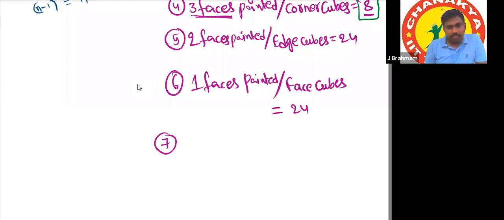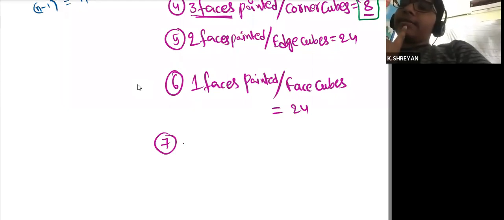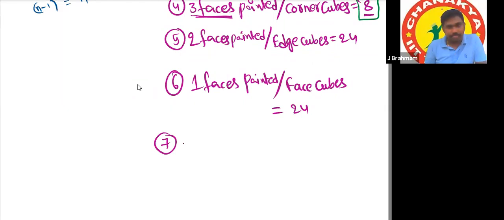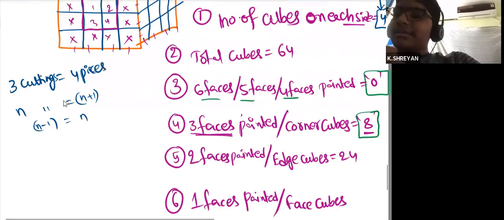Now, be ready. Sir, one doubt, sir. If 3 faces painted means 8 we are taking, sir. I did not understand this corner cubes. I am not able to understand. Okay.